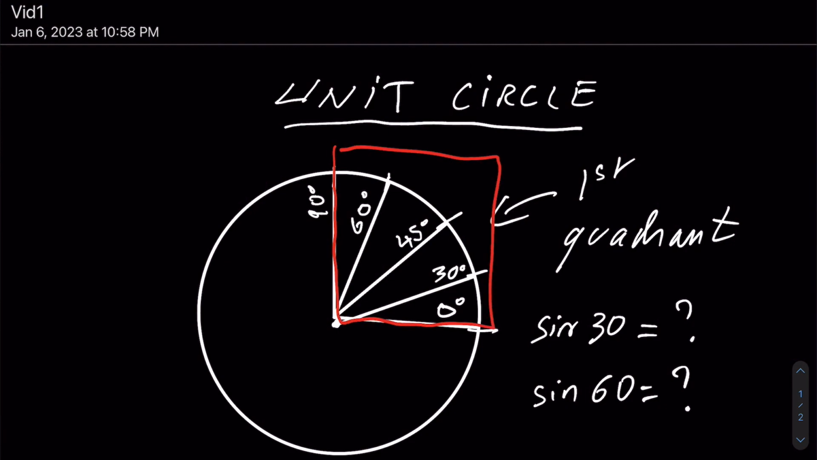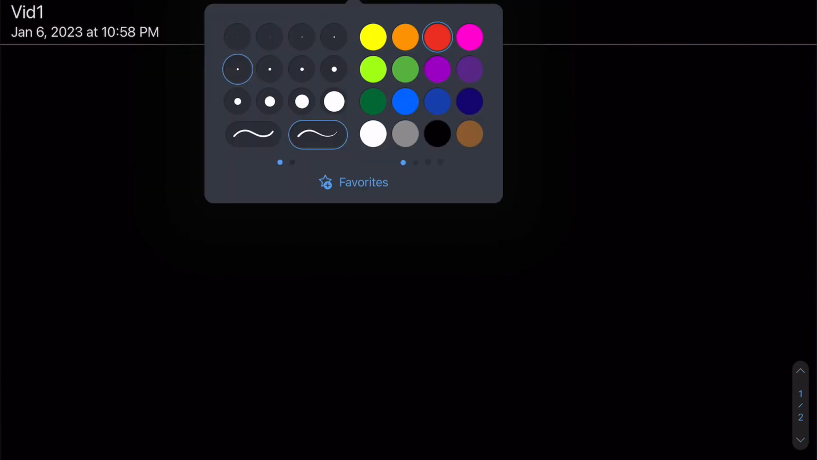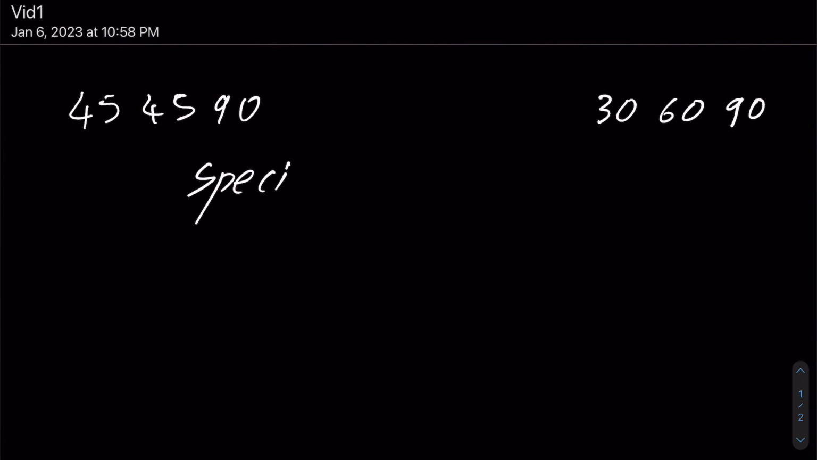Okay, so what we need to do is memorize two triangles. They're called special right triangles. The first one being the 45, 45, 90. And the second one, which we'll see in the second video, is the 30, 60, 90. And both of those are called special right triangles.